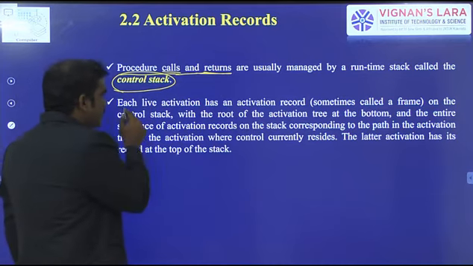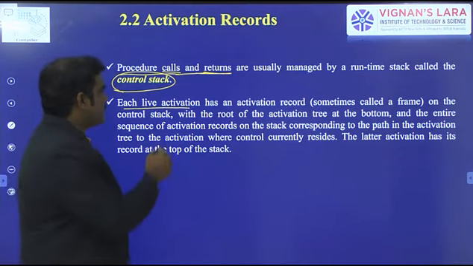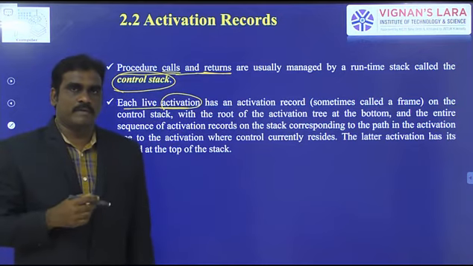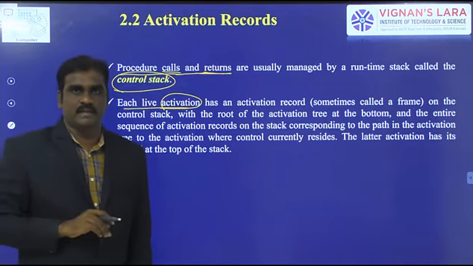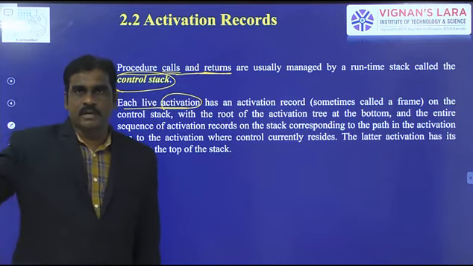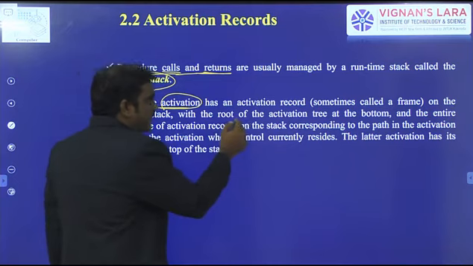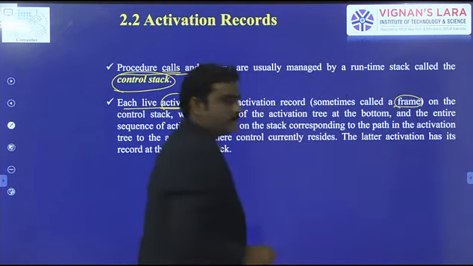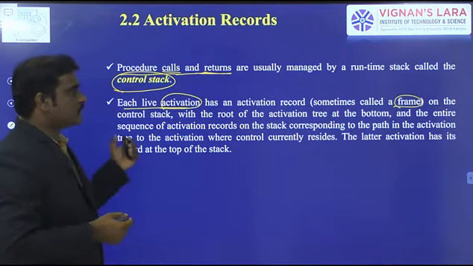And also each activation has an activation record. Activation means whenever we call one particular procedure, we maintain some activation record. Suppose we call 10 functions, then we have 10 different activation records. So each has an activation record, which sometimes we can call a frame, the activation record or frame on the control stack.